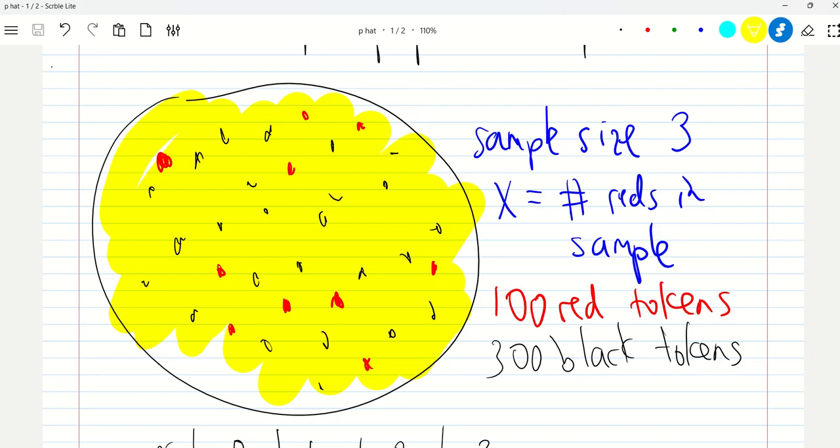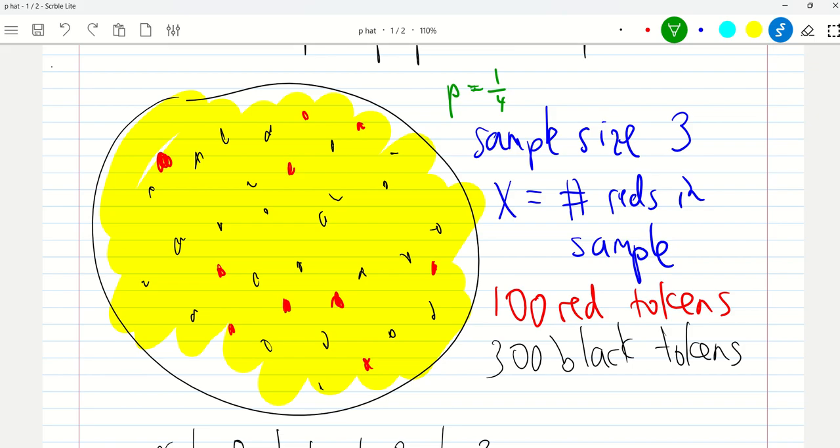So we've got 100 red tokens and 300 black tokens in there, okay? And so what we're going to try to calculate is P, right? And P is the proportion of red tokens in this population, right? And so we would know that P is equal to 1/4, okay? Because there's 100 red tokens, 300 black tokens. So P, the proportion of red tokens, is 1/4.